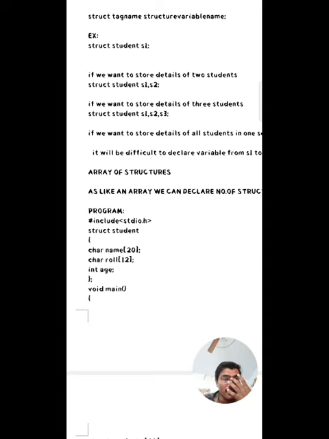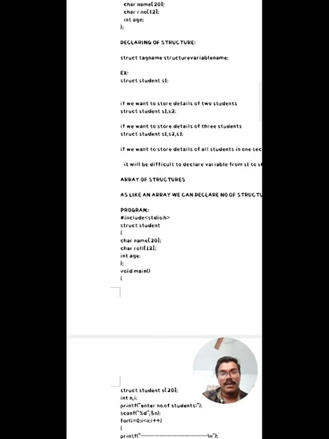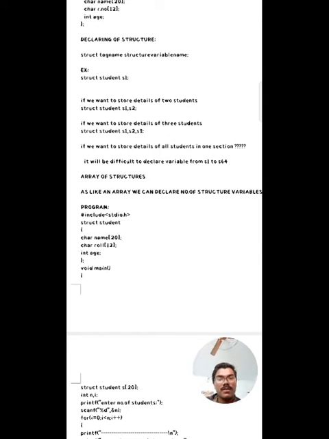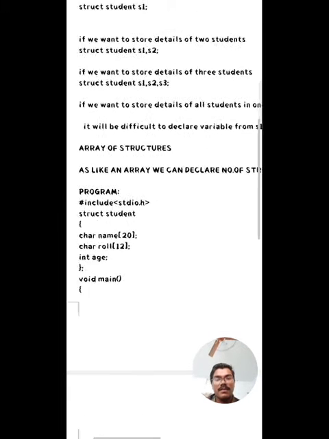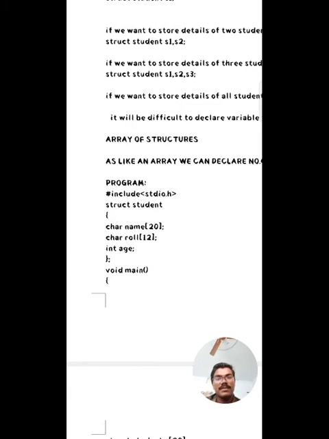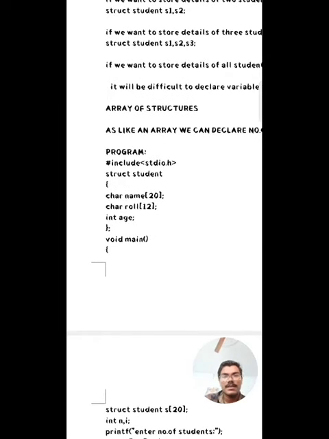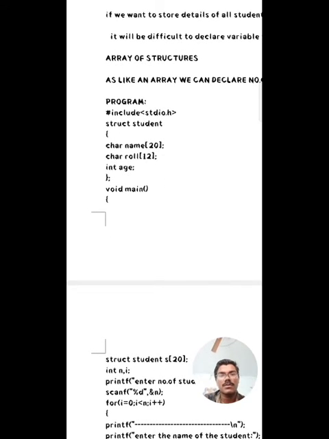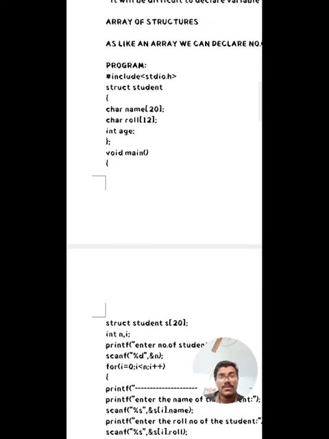As with an array, we can declare a number of structure variables here. As in an array we declare a of 20, a of 30 as many numbers as we want, like that here also we can take s of 20, s of 40, as many members as we want to store, we can store. Let us see an example program to store the details of a student: name, roll number and age.